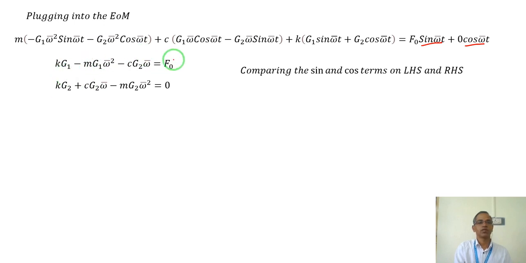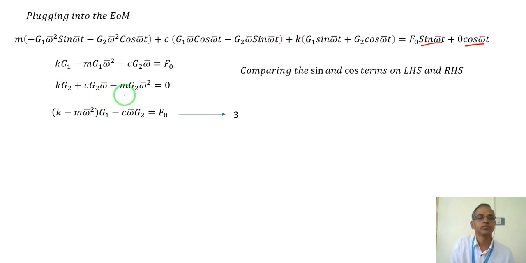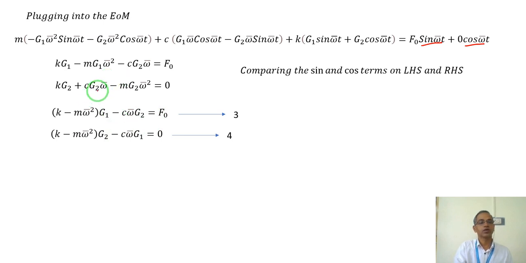Then taking G1 common in the first equation and G2 common in the second equation, from the first I get k minus m omega bar square G1 minus c omega bar G2 is f naught. In the second, sorry, there must be G1 here, I get k minus m omega bar square G2 minus c omega bar G1.